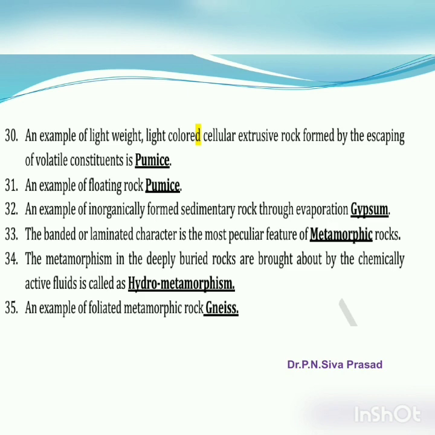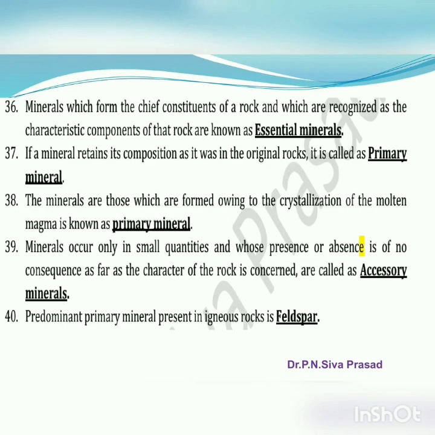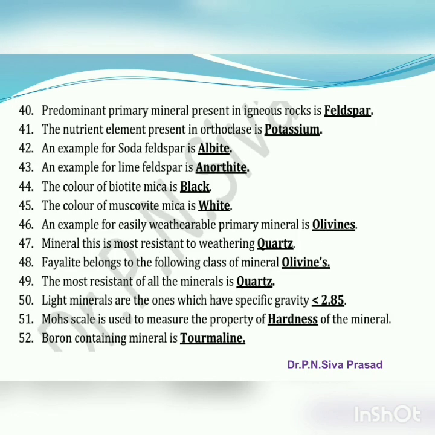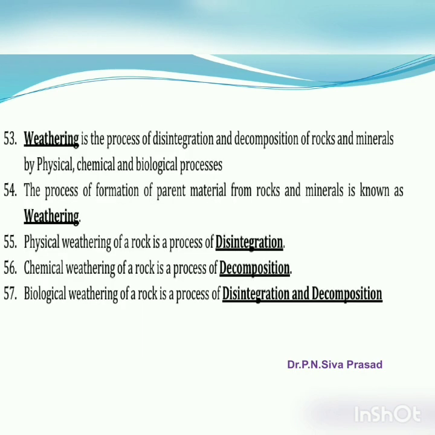Example of foliated metamorphic rocks is gneiss. The minerals which are formed owing to the crystallization of molten magma are known as primary minerals. Predominant primary mineral present in igneous rocks is feldspar. Potassium feldspar is orthoclase. Sodium feldspar is albite. Calcium feldspar is anorthite.